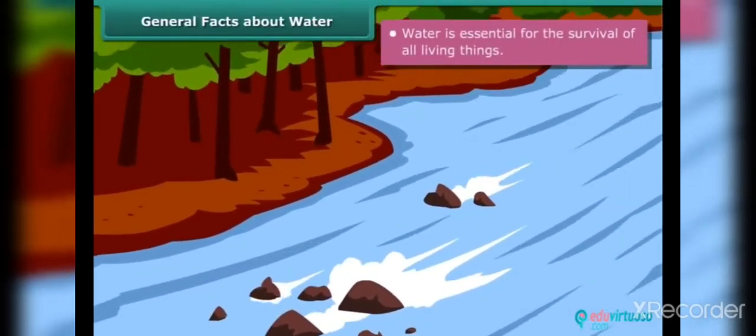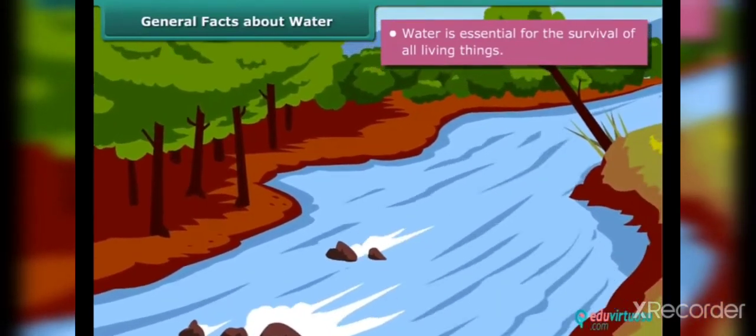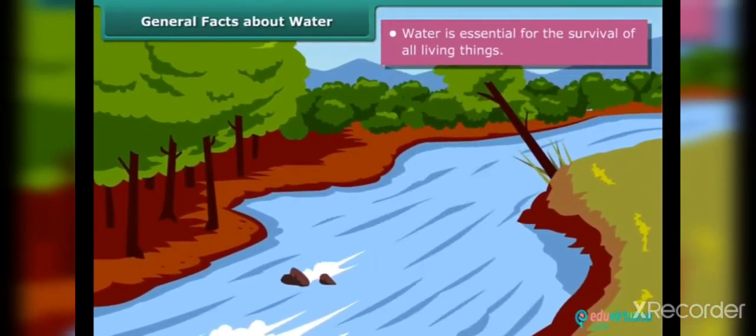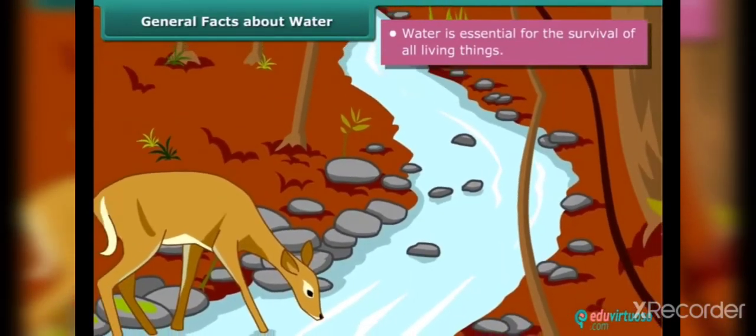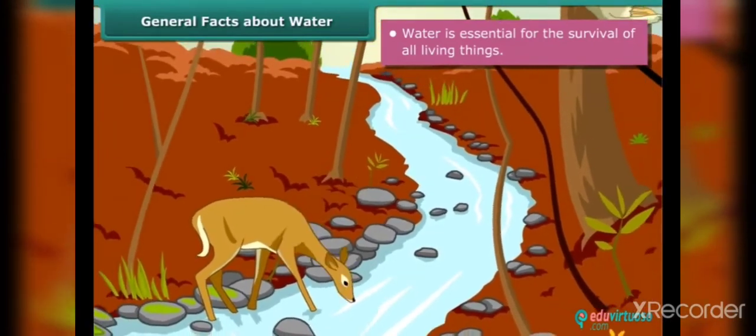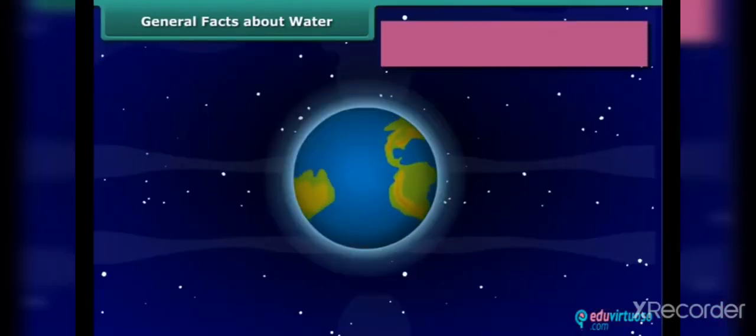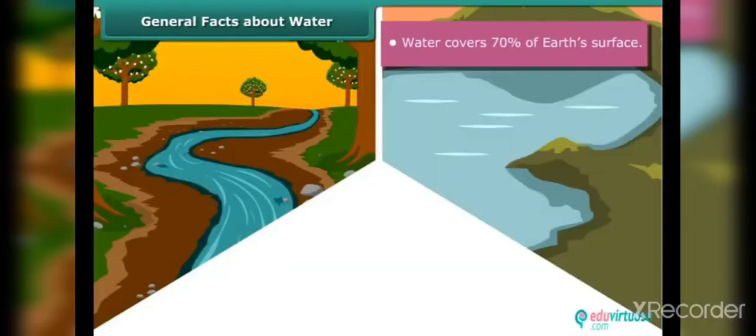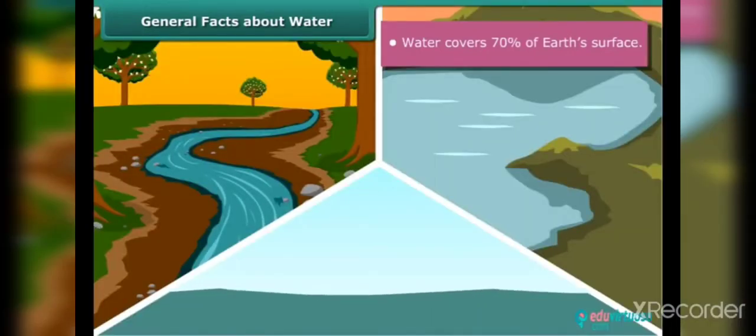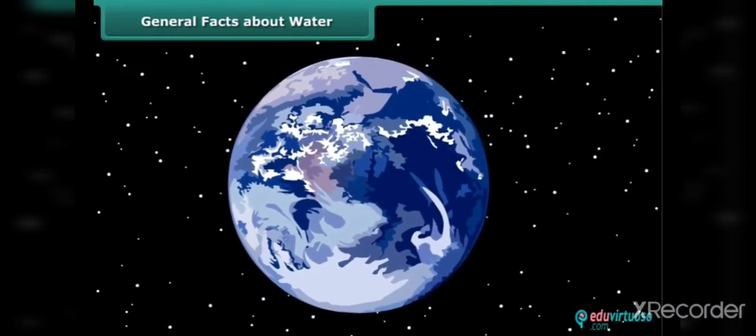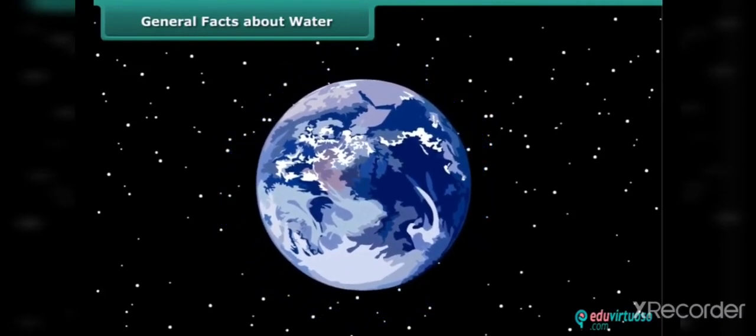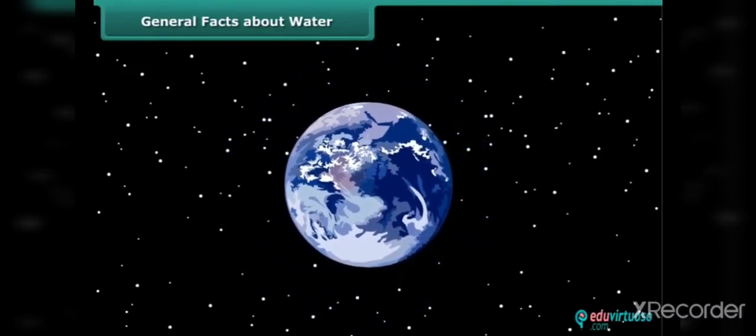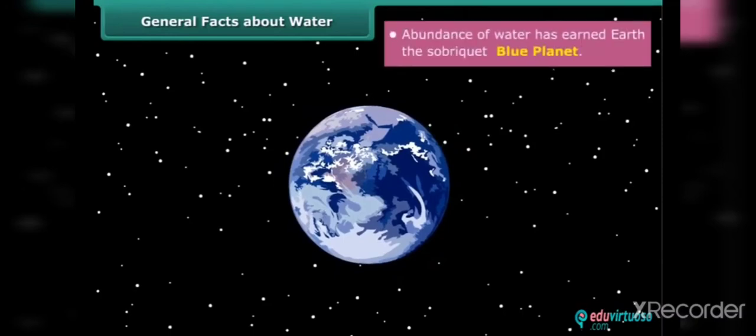Water is essential for the survival of all living things: plants, animals, human beings, and other life forms. It covers 70% of our planet in the form of rivers, ponds, oceans, and streams, making Earth appear blue in color when seen from space. In fact, abundance of water has earned Earth the sobriquet, blue planet.